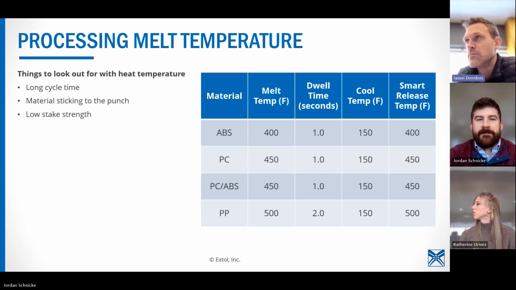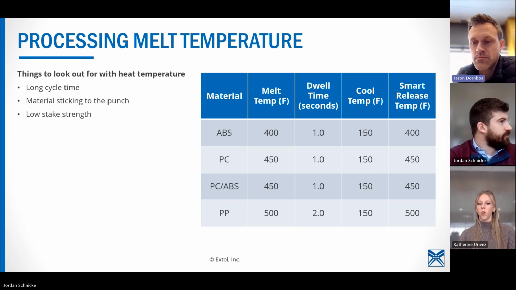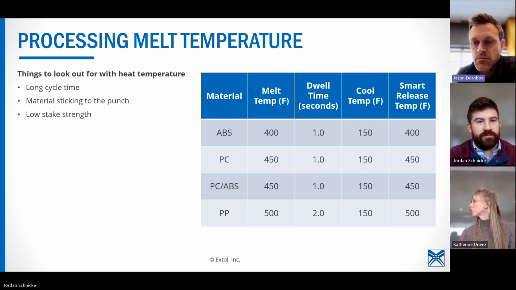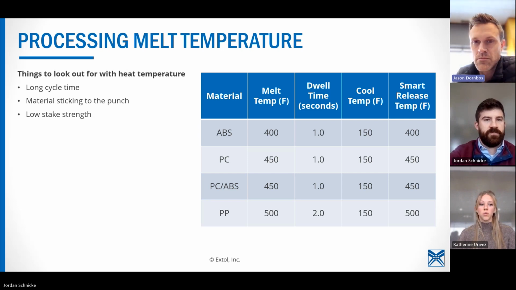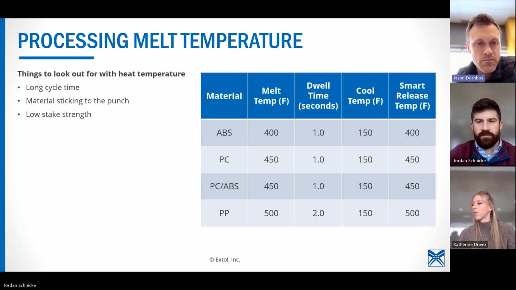Any issues where it seems like melt temperature might be off? You're wondering if you put in the correct melt temperature in the process to begin with. Have you seen these issues like low stake strength and you're wondering what factors might contribute to that? Anything like that?